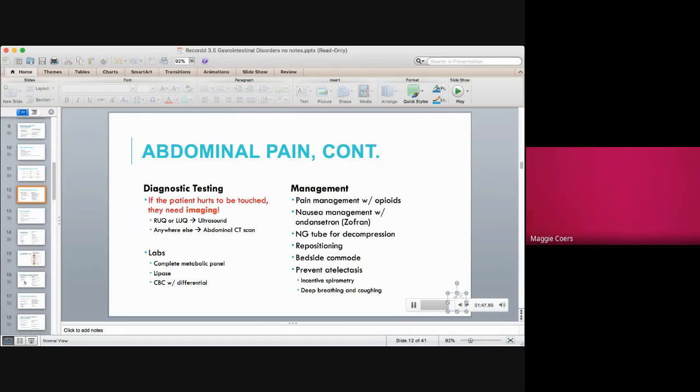The older adult with abdominal pain usually takes very shallow breaths, okay, and that could lead to atelectasis. So we want to make sure that we continue or have them do incentive spirometry and deep breathing and coughing to prevent atelectasis from that shallow breathing because the diaphragm moves, which might cause the abdominal pain to get worse.